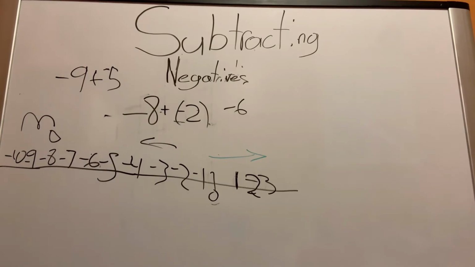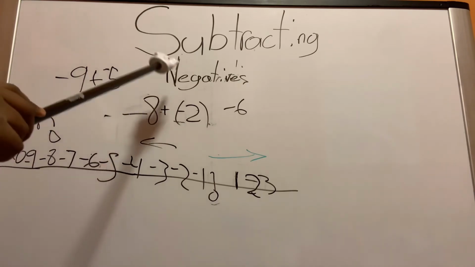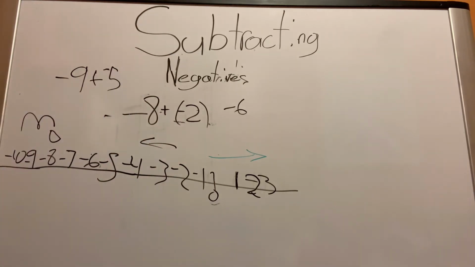So whenever you have any more questions like that, if you have one negative minus another number, you're technically adding those two numbers to make them a negative.